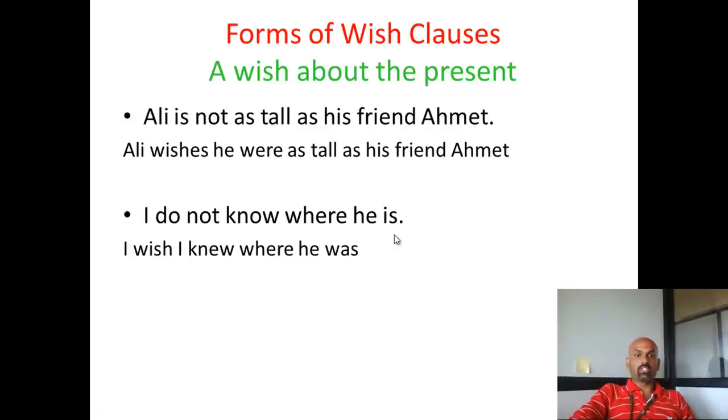I don't know where he is. In that situation, they are saying, I wish I knew where he was. See, somebody comes and asks you where your friend is. You are saying that I don't know where he is. Instead, you can say, I wish I knew where he was.